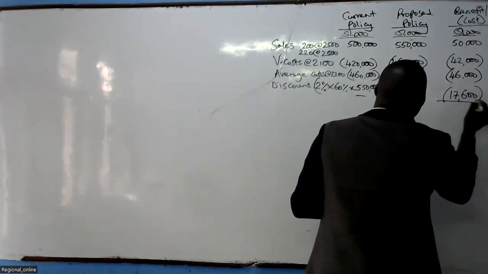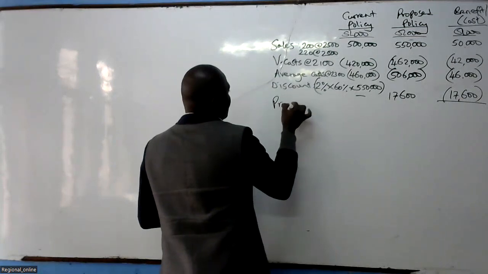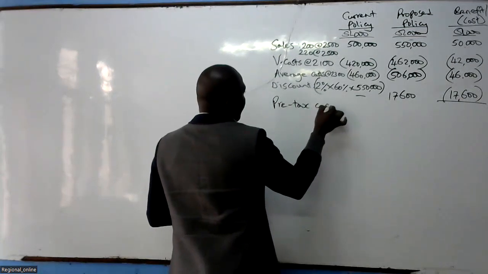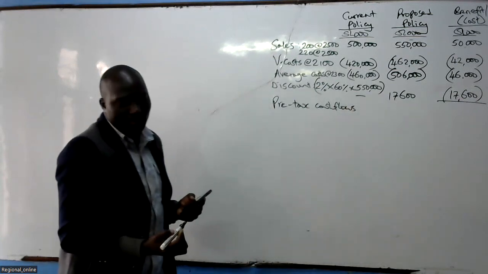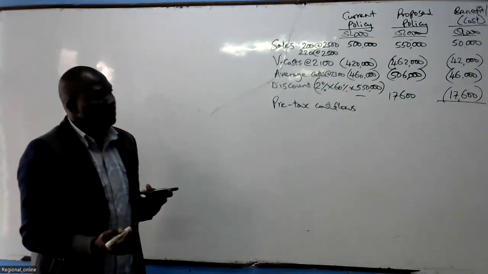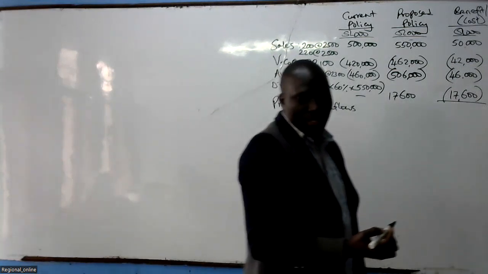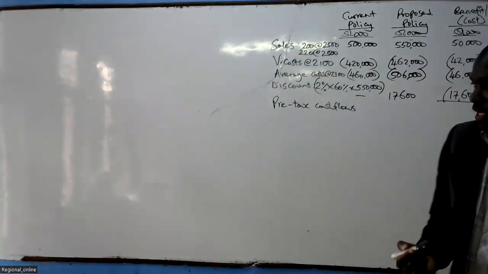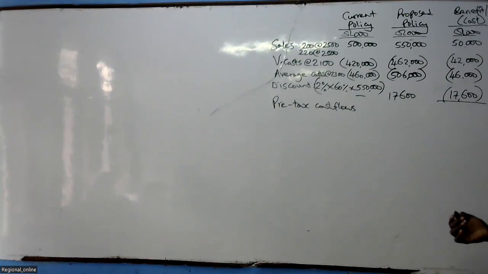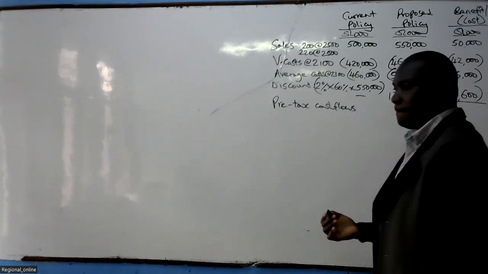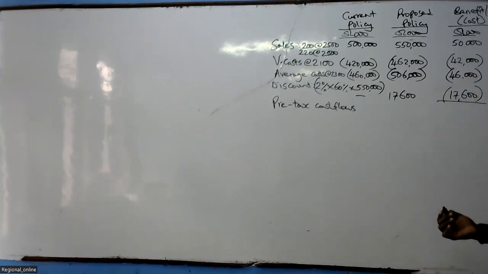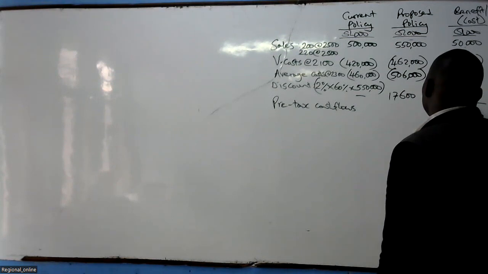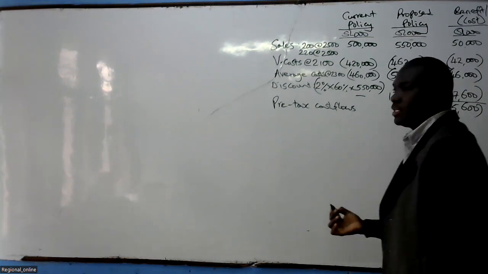So therefore, pre-tax cash flows. Seeing a big negative of how much? 50,000 minus the 3, 55. 55,600 is a negative, right?